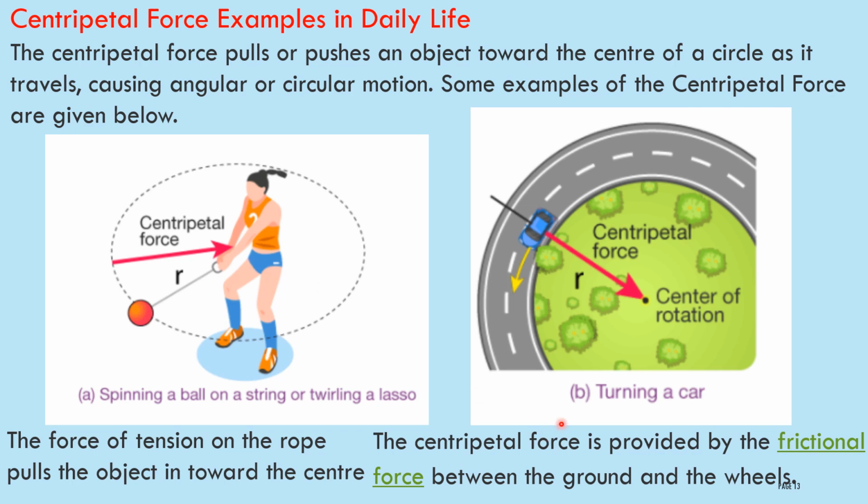Then consider the second one. Turning a car: a centripetal force is provided by the frictional force between the ground and the wheel. When the car is moving in a circular path, the car will experience a frictional force. Frictional force is nothing but the opposing force. It will oppose the motion of the car. The frictional force will exist between the ground and the wheel of the car. Because of this frictional force, the car will tend to move towards the center of the circle, and the force it experiences makes the car experience a centripetal force towards the center of the circle.